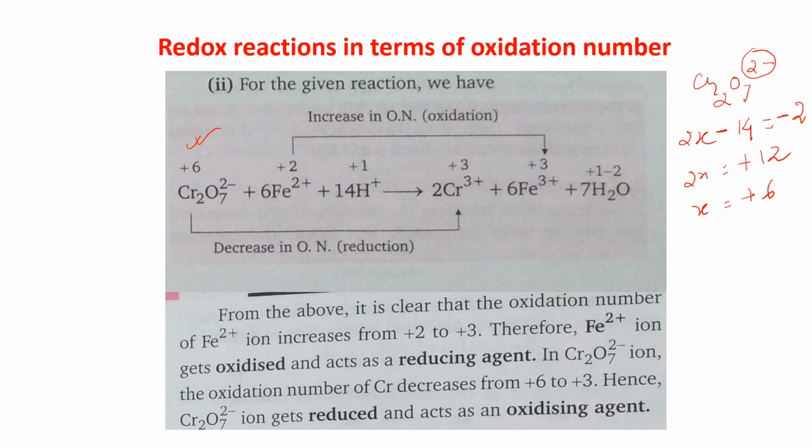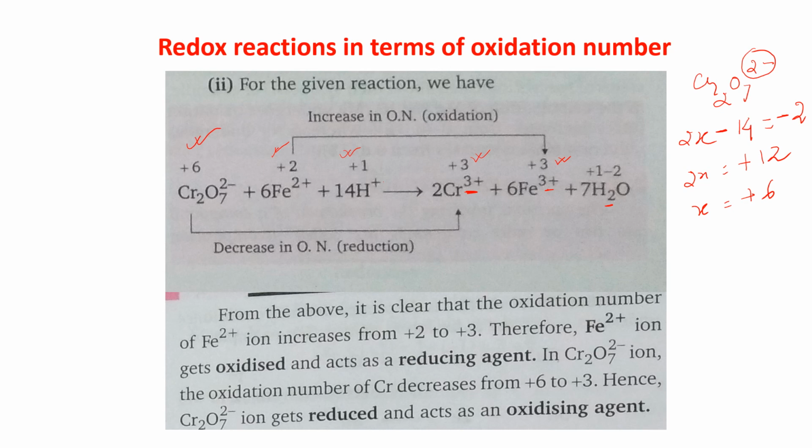Okay. Now Fe2+ is given, so its oxidation number is the charge, +2. Now 14H+, so its oxidation number is +1. I will not take the 14. Now Cr3+ is given here with +3 charge, so it will be +3. Fe3+ has oxidation number +3. And H2O they have written, but H2O is 0 because oxygen is -2 and each hydrogen is +1, so 2 hydrogens make +2, so the total will be 0. So if you do not write it for H2O, no harm.